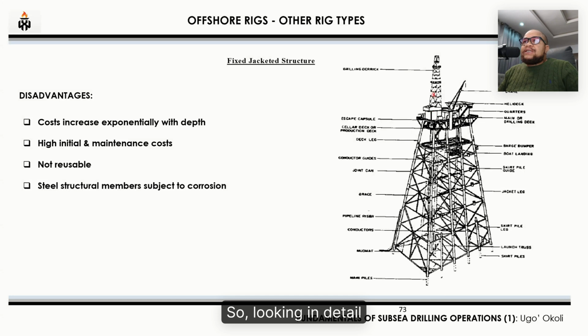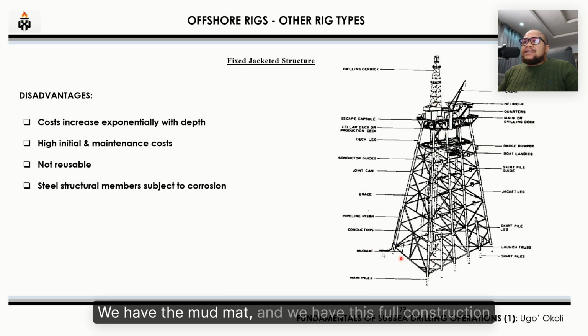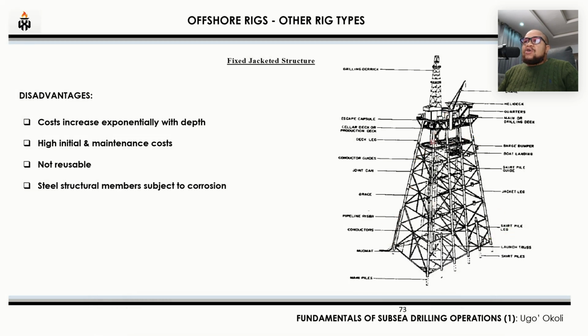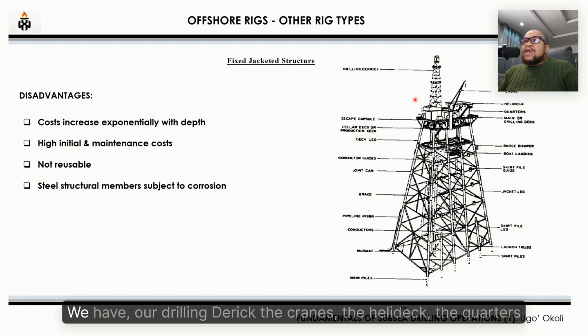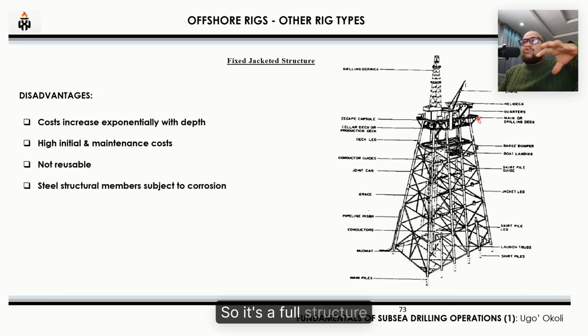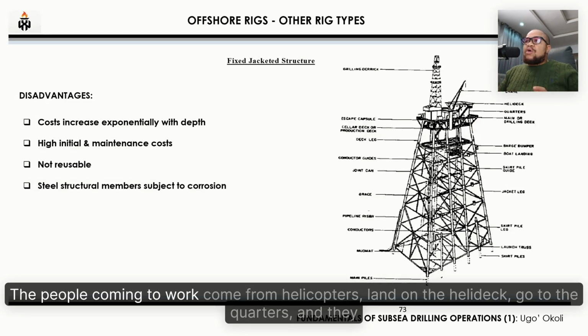So looking in detail, this is the structure. We have the mud mats, and we have the full jacket sitting on the mud mat. We have our conductors driven to bottom, extended all the way to surface. We have our drilling derrick, the cranes, the heli deck, the quarters. So it's a full structure, a full facility. The people coming to work will come from helicopters, land on the heli deck, go to the quarters, and come out here to operate.